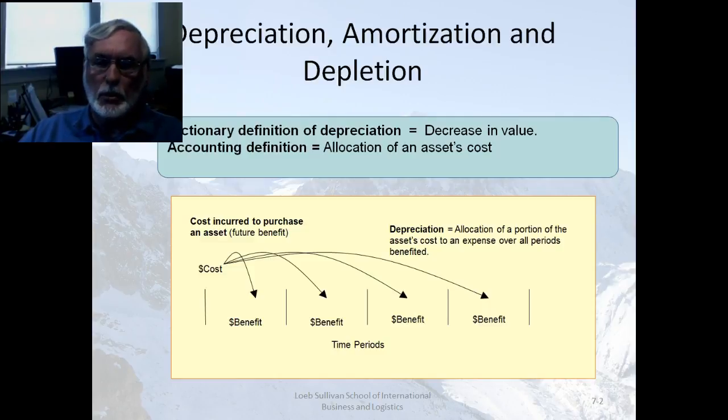If you look up depreciation in the dictionary, what you'll see is it says a decrease in value, but that's not really what an accountant is looking at. An accountant is looking at, we paid this for it, we're going to use it for so long, we need to allocate that cost over the useful life of the asset. So the little graph there, we have a cost at the beginning, we have benefits from the asset over 4 years, in this case 4 periods. So we're going to allocate part of the cost to each of those periods.